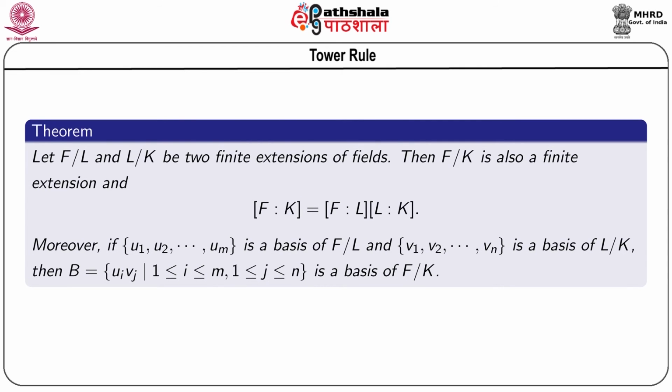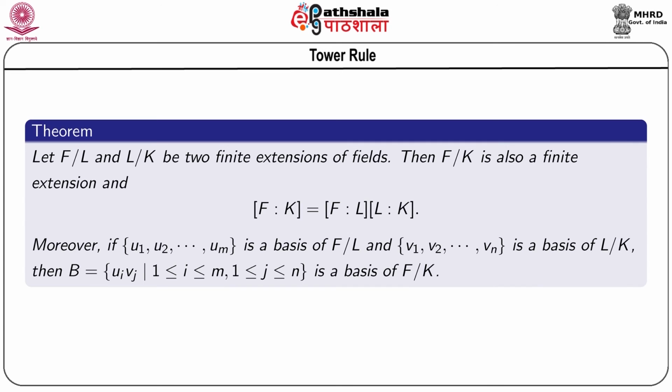Now, we have a very important theorem which is known as the Tower rule, which proves that if F by L and L by K are two finite extensions of fields, then F by K is also a finite extension, and the degree of the extension F by K can be expressed in terms of the degrees of the extensions F by L and L by K. Actually, the degree of the extension F by K is the product of the degrees of the extensions F by L and L by K. Also, this theorem suggests a basis of the extension F over K.